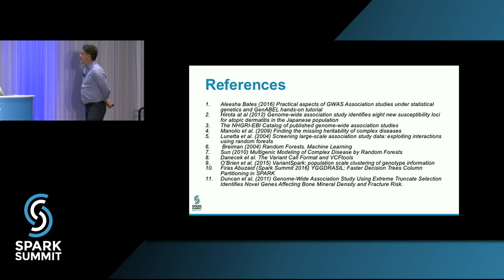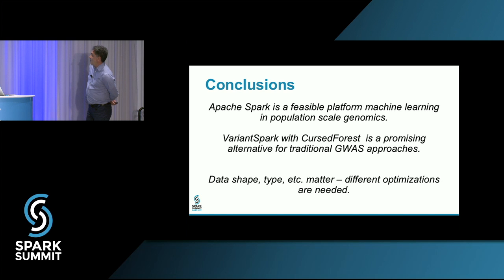So, just a few references, everything that I used to create this presentation. And the conclusions are essentially that Spark seems like a feasible platform for machine learning on population scale genomics data. What we developed, the cursed forest, is a promising alternative for GWAS. And finally, a more technical insight is that data size, shape and type really matter, and we really need to look at how to optimize and possibly come up with implementations for different data sets.